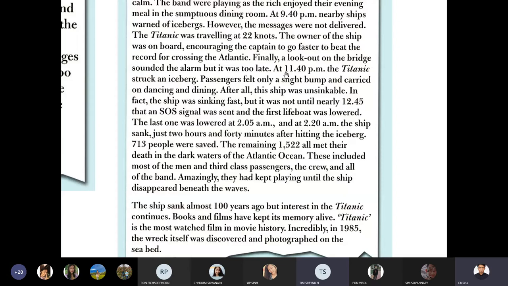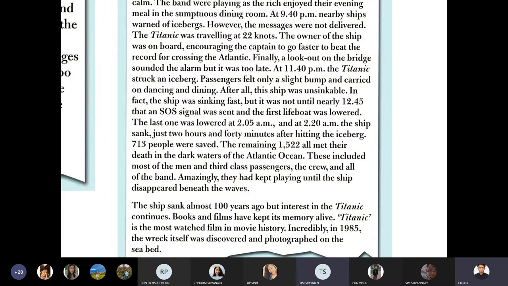It was only at nearly 12:45 that an SOS signal was sent and the first lifeboat was lowered. The last one was lowered at 2:05 a.m., and at 2:20 a.m. the ship sank, just 2 hours and 40 minutes after hitting the iceberg. 713 people were saved. The remaining 1,522 all met their death in the dark waters of the Atlantic Ocean. This includes most of the men and third-class passengers, the crew, and all of the band. Amazingly, they had kept playing until the ship disappeared beneath the waves.